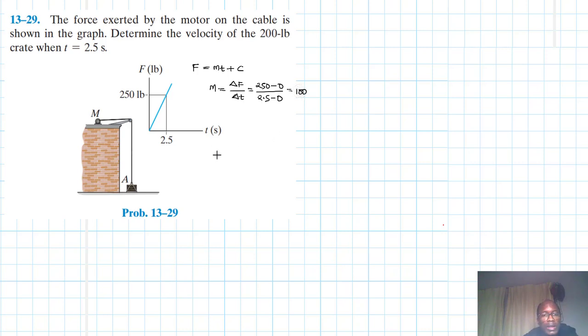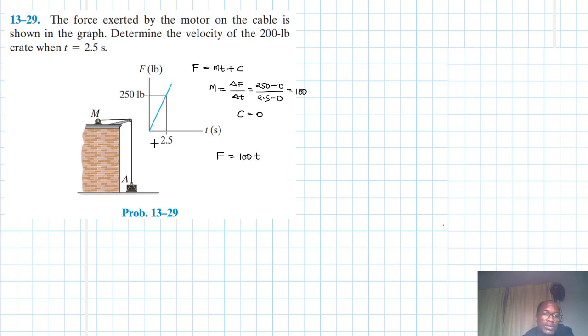And then we also know from this equation that c is equal to 0. Therefore F, which is a function of time, is just going to be equal to 100t. That's a function of our force. Okay, that's 100t. So F is equal to 100t.